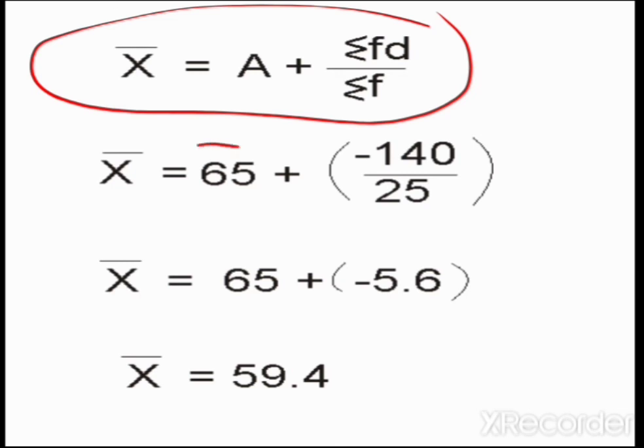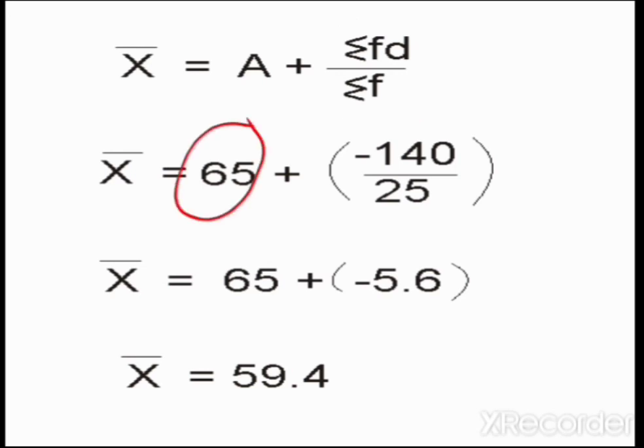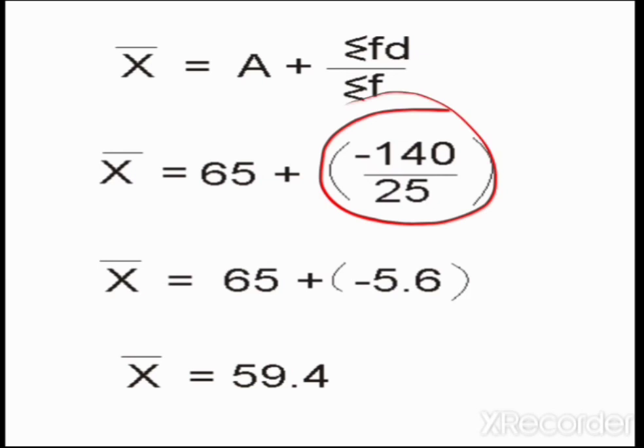So our A is 65. Summation FD is minus 140. And summation F is 25. So at this point, let's divide. Minus 140 divided by 25 is minus 5.6. Then at this point, we carry out our simple arithmetic. 65 plus minus 5.6 is 59.4. So that's the answer to it.